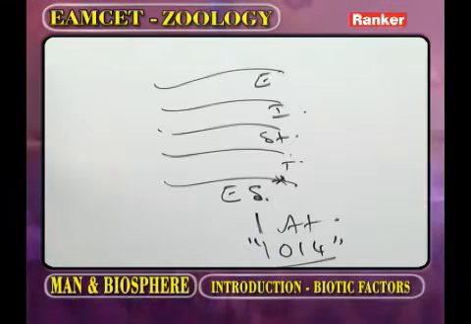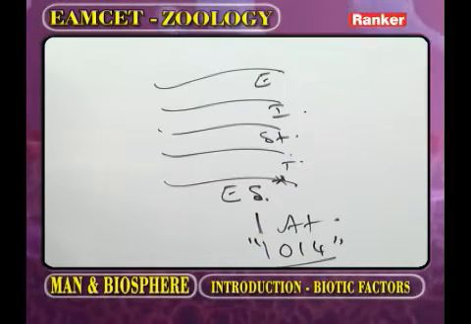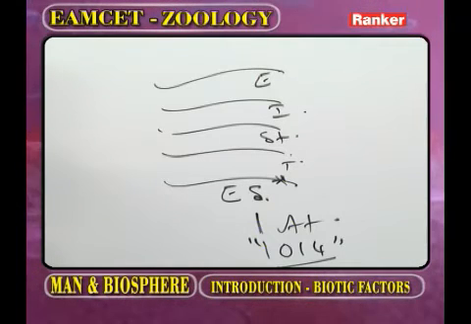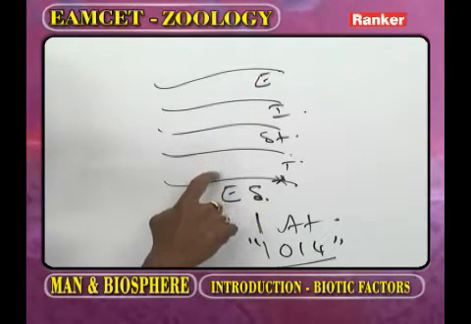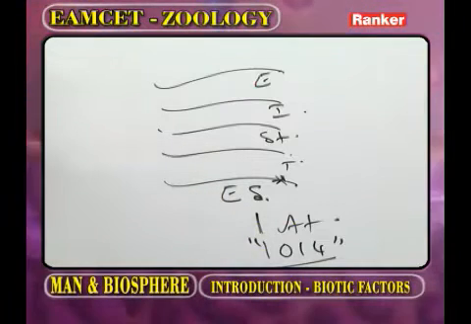Now the assertion: Troposphere is the densest and most turbulent layer of the atmosphere, because most of the atmospheric phenomena, almost all components of the atmosphere, are present in the troposphere. So A and R are correct, and R explains A. Now we go for the next question.